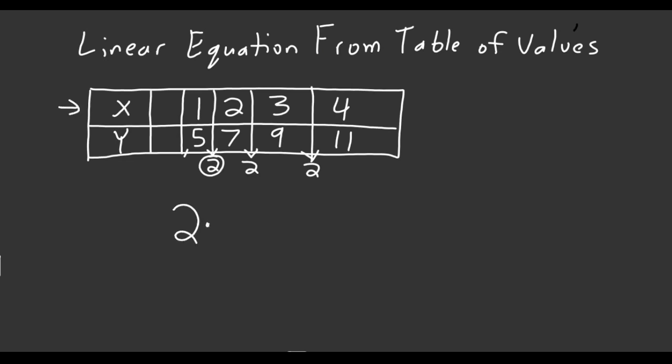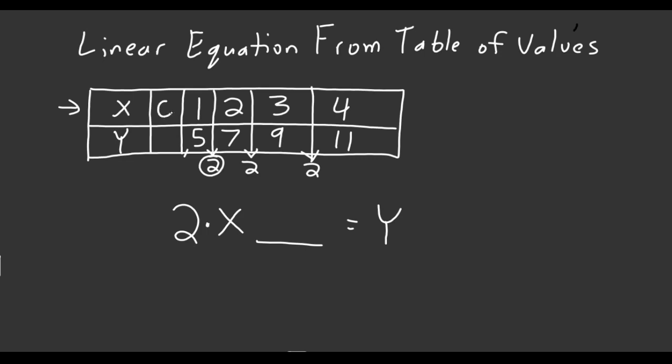Now what I'm going to do is multiply it by my independent variable, or the variable that's going up by 1 each time, which is my x. And then I'm going to leave this part blank. That's going to tell me how much my independent variable is going up.